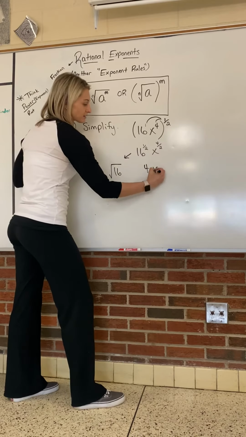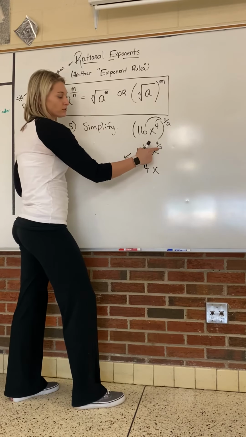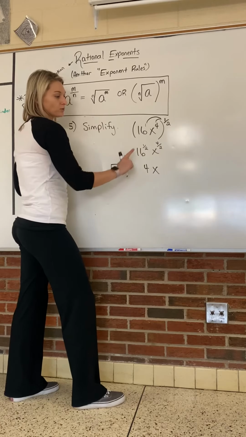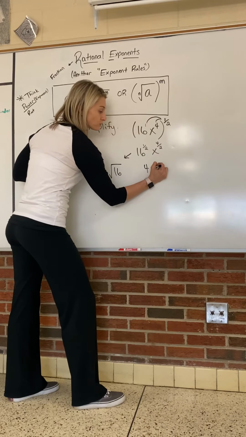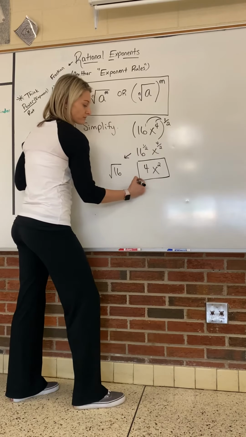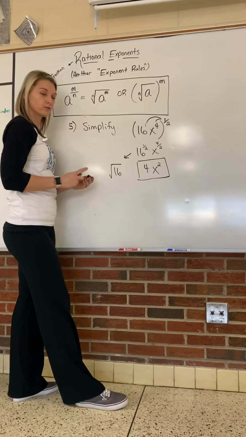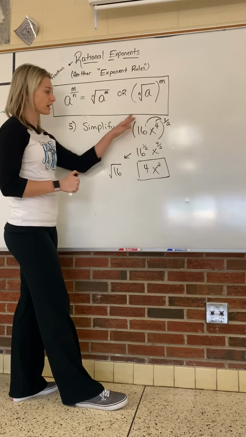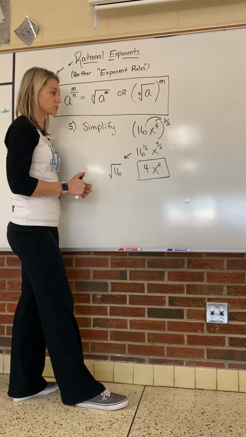And then the x, that's to the 4/2 power. So 4/2 reduces. 4 divided by 2 is just 2. And then nothing else will simplify. And so there is your answer, 4x squared. So all of that mess became 4x squared.